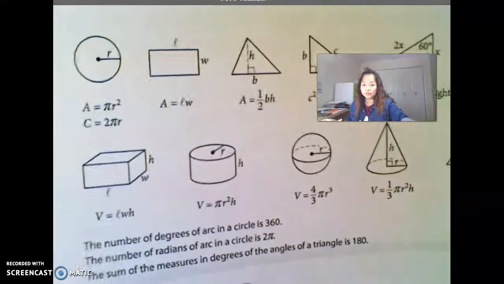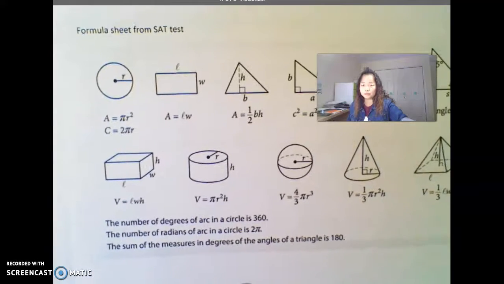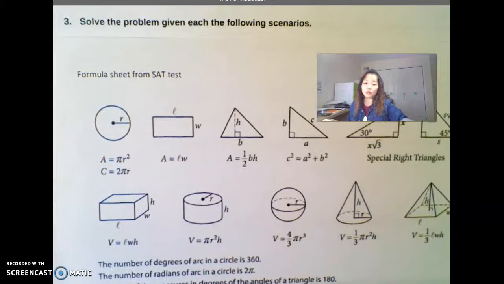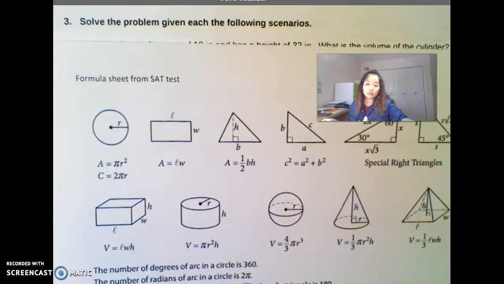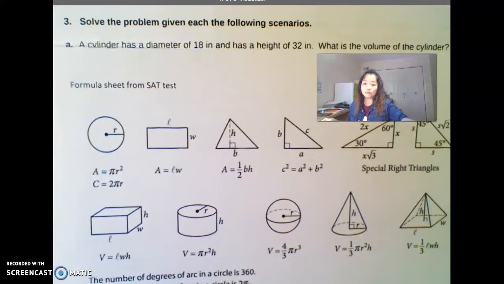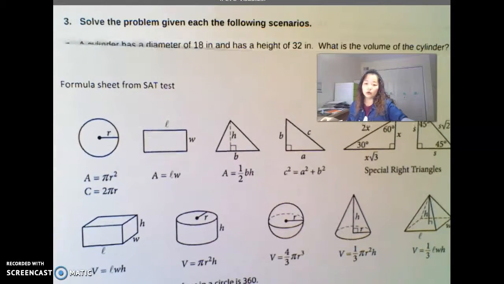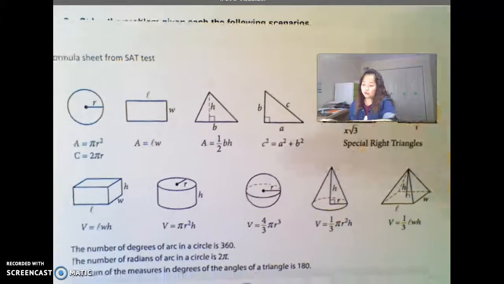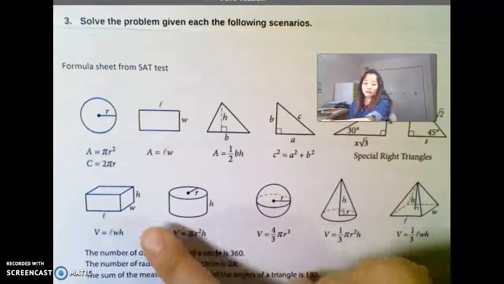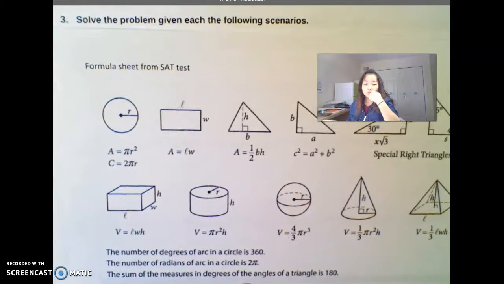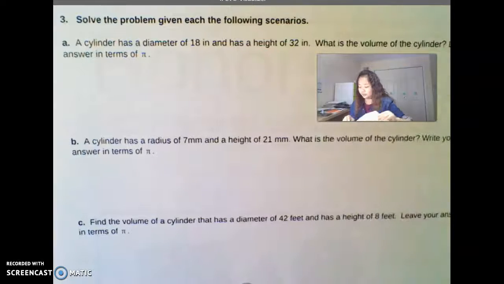Now I'm gonna tell you in class too, but I'm gonna give you this formula sheet that you will get during the SAT. So when you take the SAT in the spring, you don't have to memorize all the formulas. All these are gonna be given, so you just have to know how to use it. Do you see at the bottom second row? These are all volume, volume, volume, volume, and a volume. So the volume formulas will be given on the skills check.